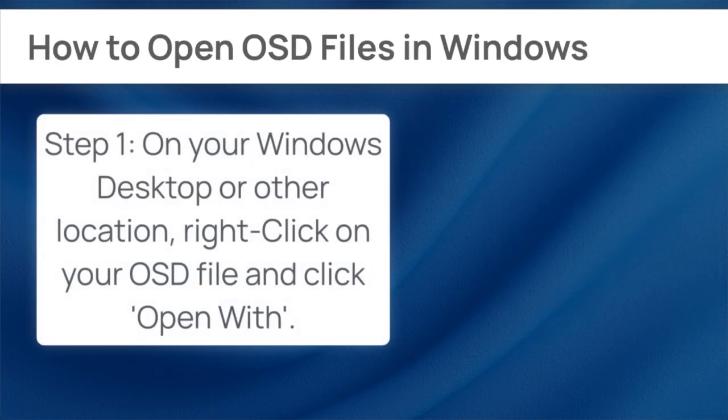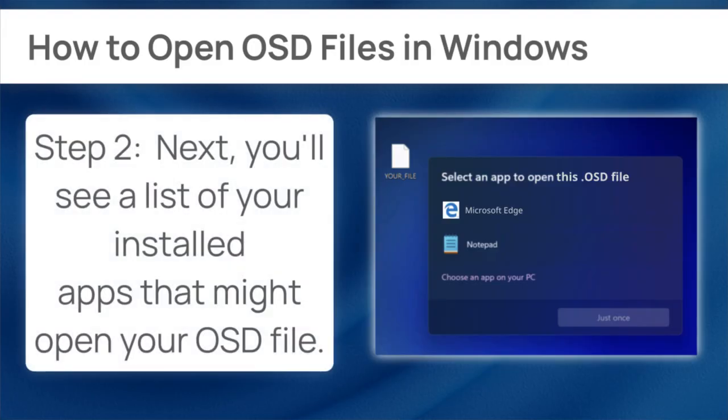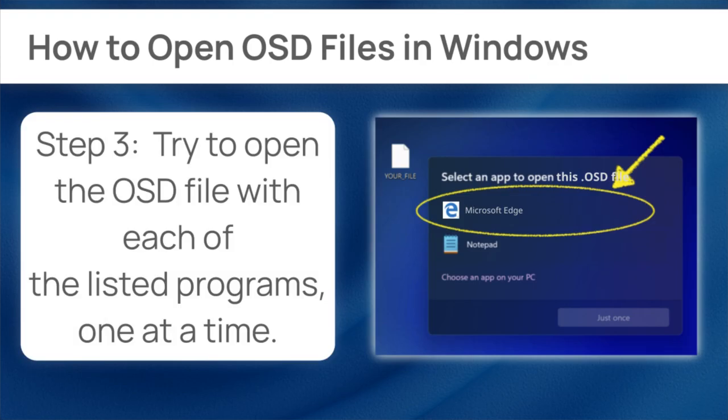To open this specific OSD file, right-click your file and select Open With. If Microsoft Edge is available, use that first. If it's missing, choose another program. Testing is the only way to be sure.